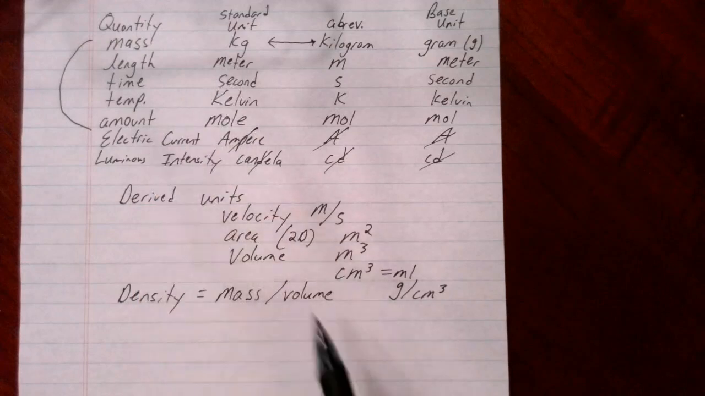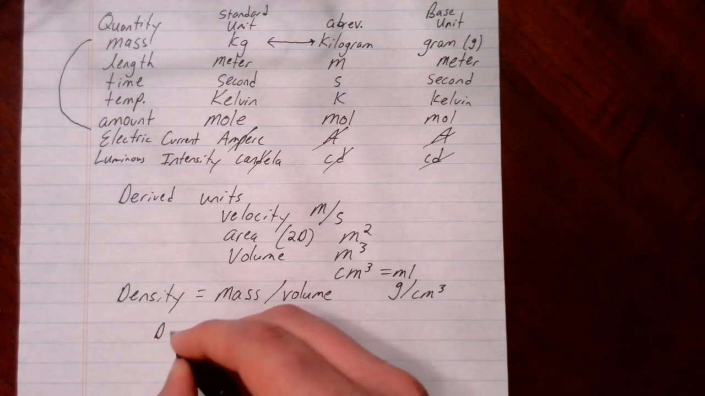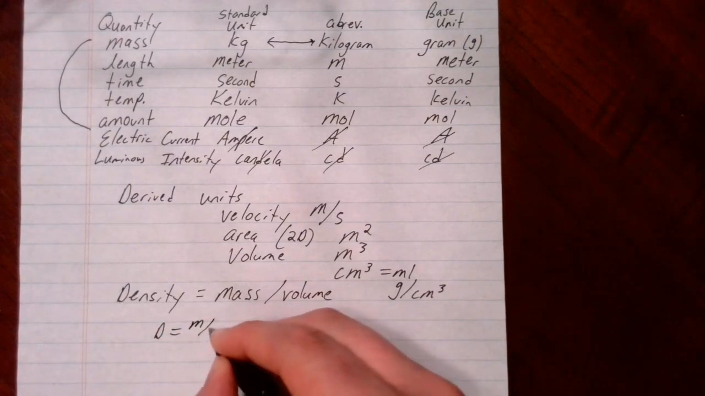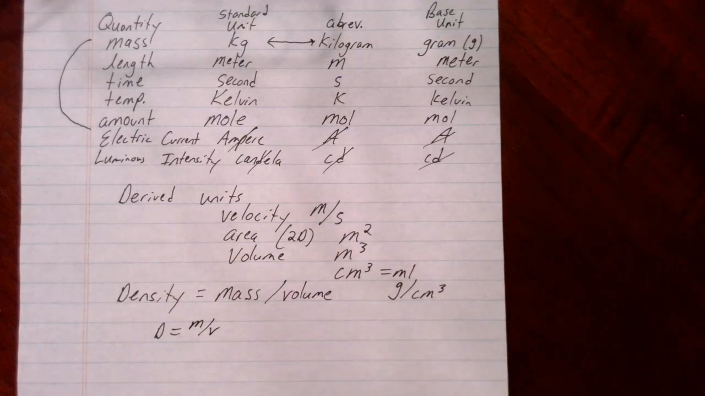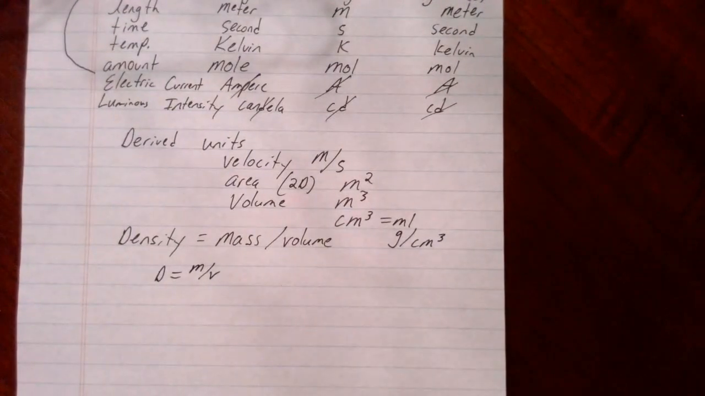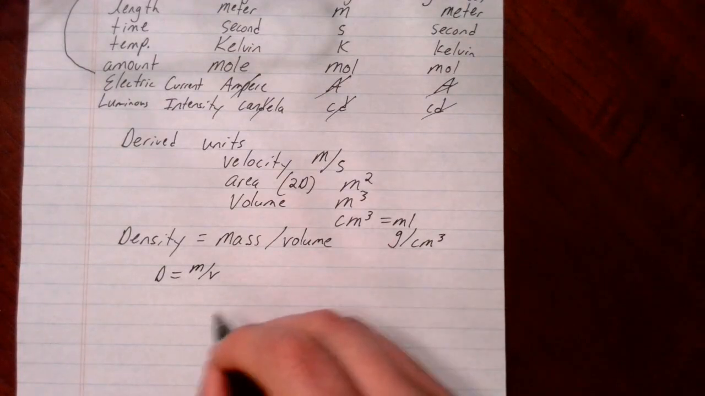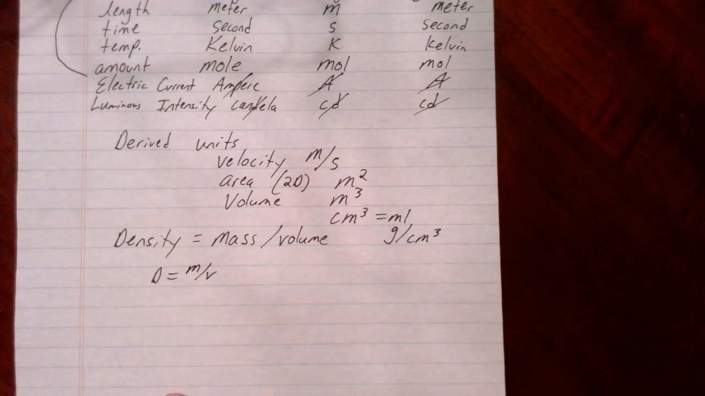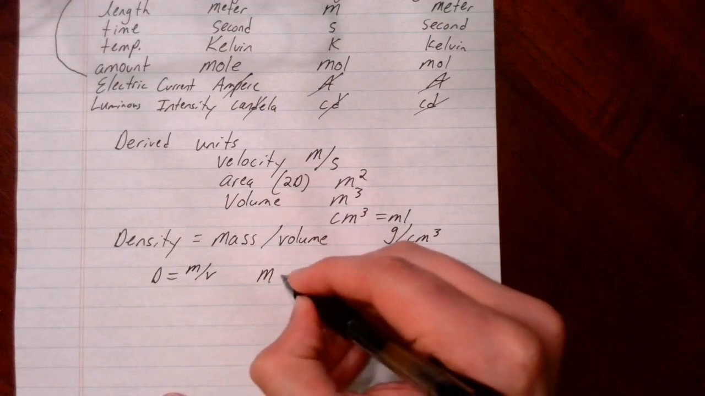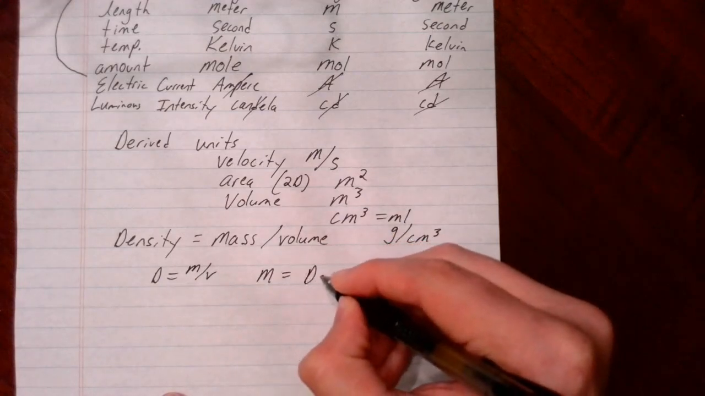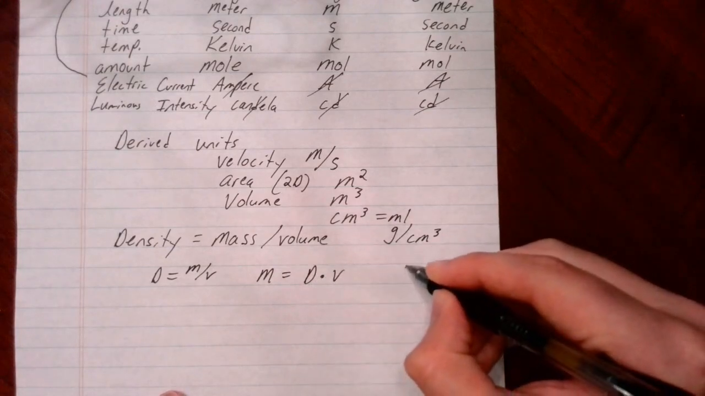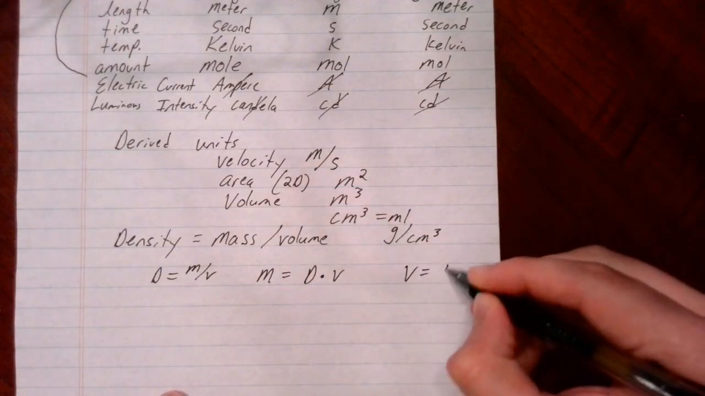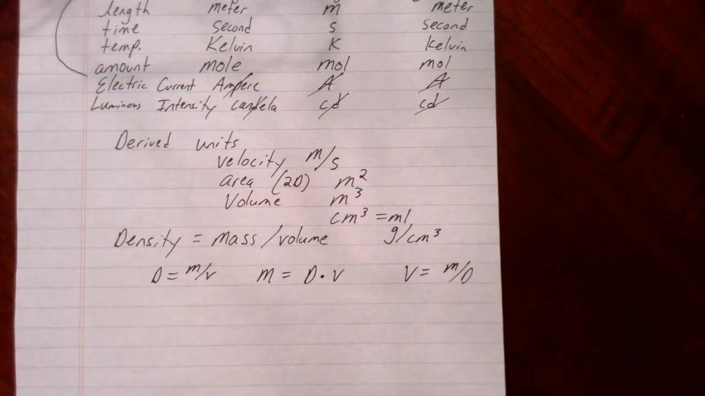So if I just have the formula density equals mass divided by volume, hopefully we can do some pretty easy algebra and solve for all the variables here. So let's just go ahead and solve for mass. So density equals mass divided by volume. That can also be written as mass equals density times volume, or volume equals mass divided by density. So hopefully you recognize all 3 of these formulas are the exact same. They were just manipulated using algebra.